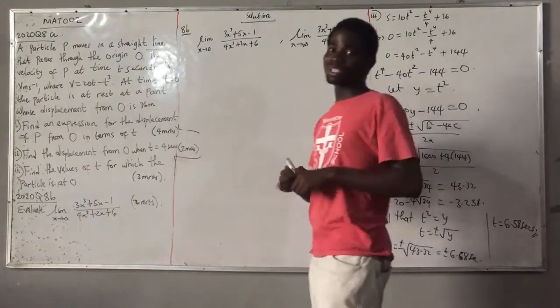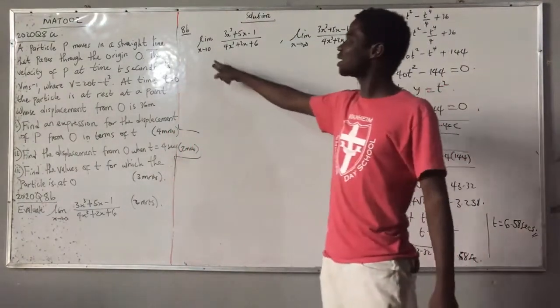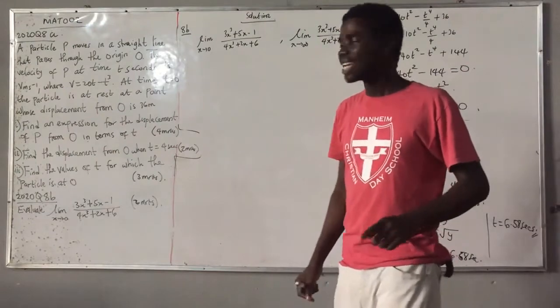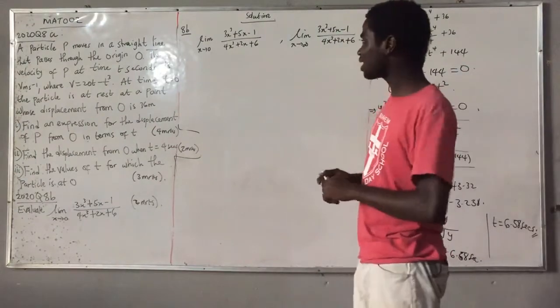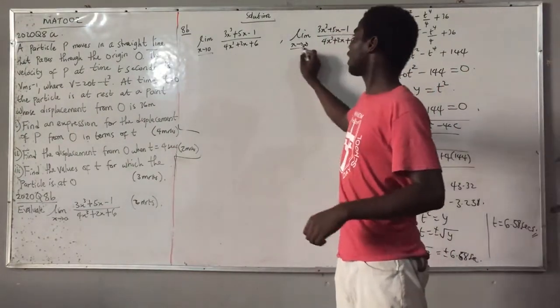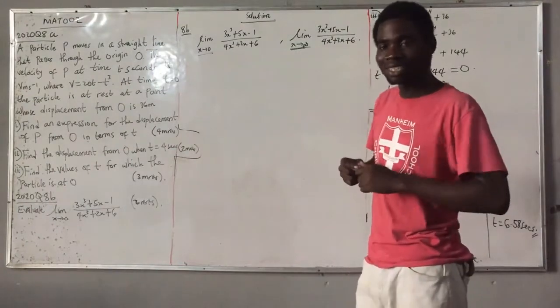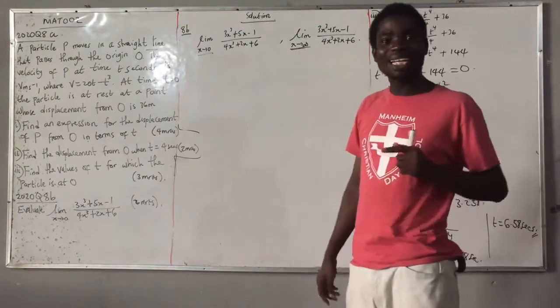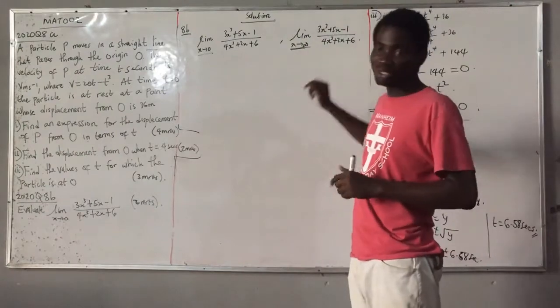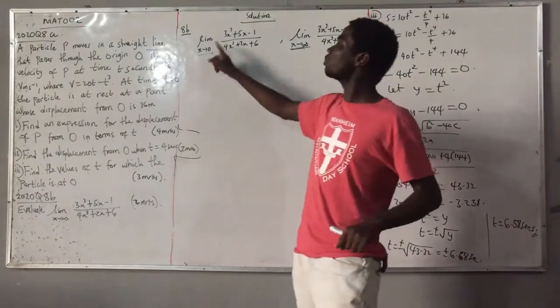Now, what happened here is that you need to look carefully. This is limit as x goes to 0. This other one is limit as x goes to infinity. That's why you will be dividing by the highest power. You divide both numerator and denominator by the highest power. But for this one, put the value straight.